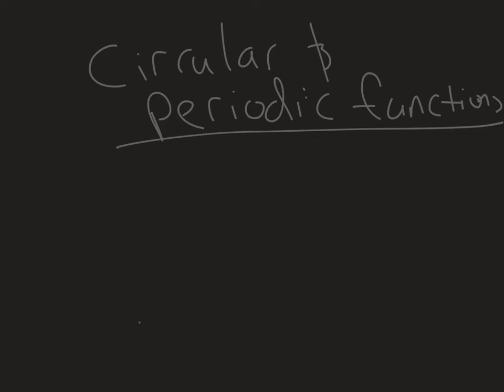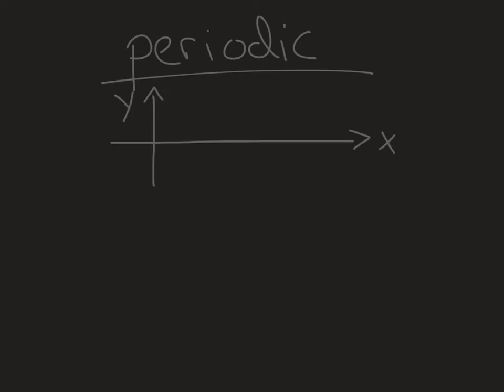This video will focus on circular and periodic functions. So let's talk about periodic functions first. A periodic function, if we're looking at the graph of a function, is one that starts to repeat itself as you go. So if we're looking at this function, if we're looking at this piece, it looks like it's about to repeat itself again and again.